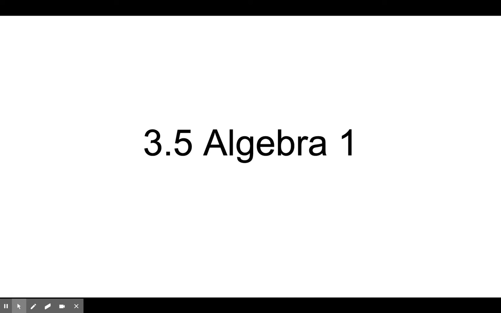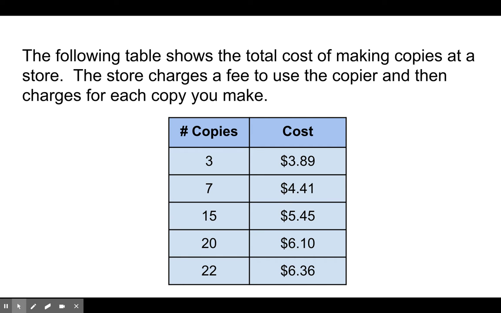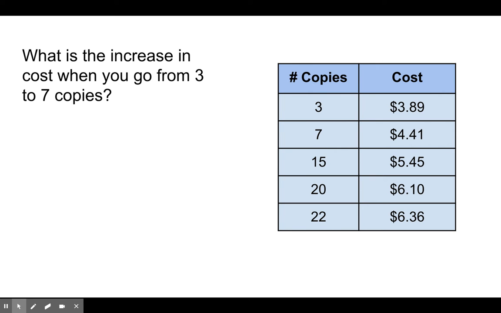Okay, so we're going to take a look at the concepts from 3.5. I have here a table, and it is showing us the cost of making copies at a store. The store charges you a fee just to use the copier, and then it charges you for every copy that you make. Here is the table showing you the cost at that store. So, what is the increase in cost when you go from 3 to 7 copies?